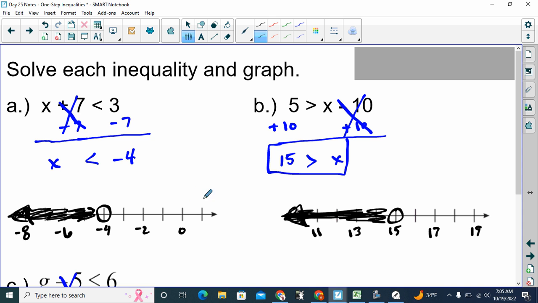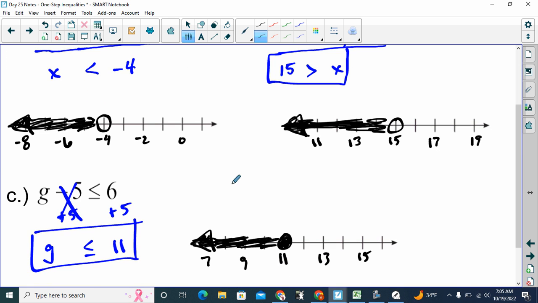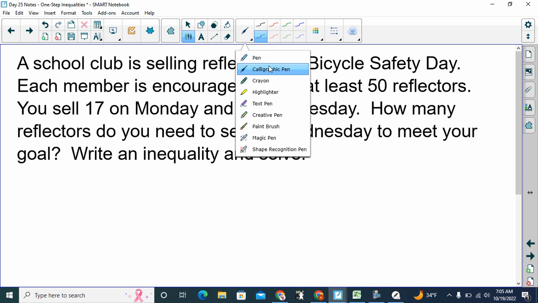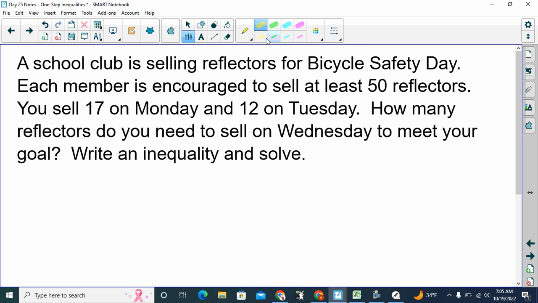All of these are one-step inequalities. We're only solving one-step inequalities today, as well as taking a look at a couple story problems. If you are taking good notes, you don't need to write down every word there, but you should at least write down what I highlight.